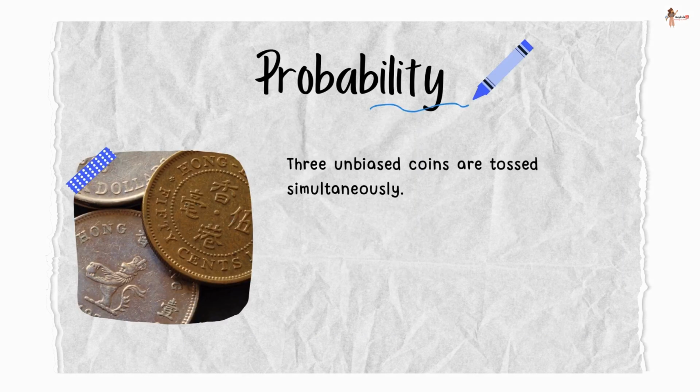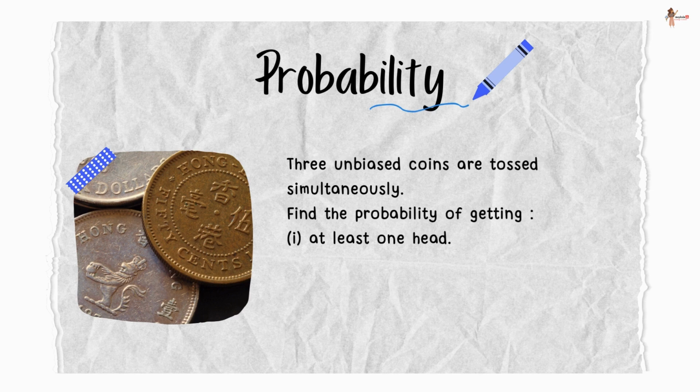3 unbiased coins are tossed simultaneously. Find the probability of getting at least one head, exactly one tail, and two heads and one tail.